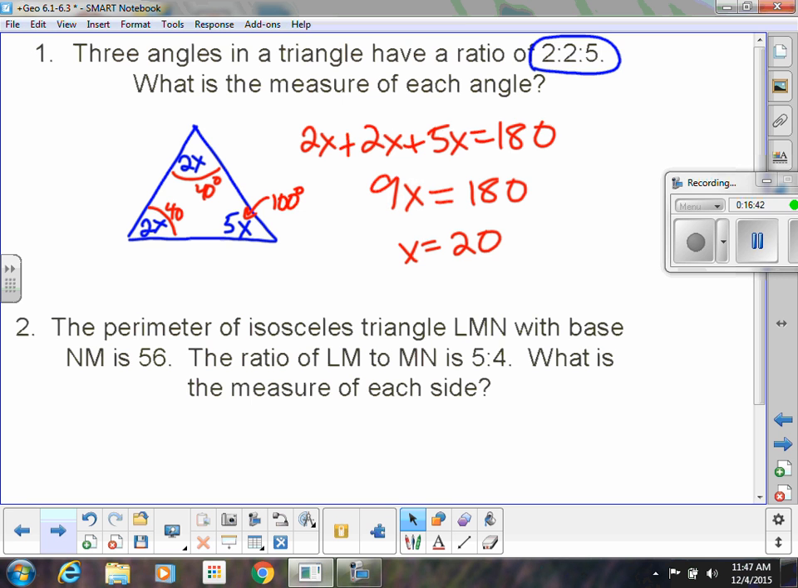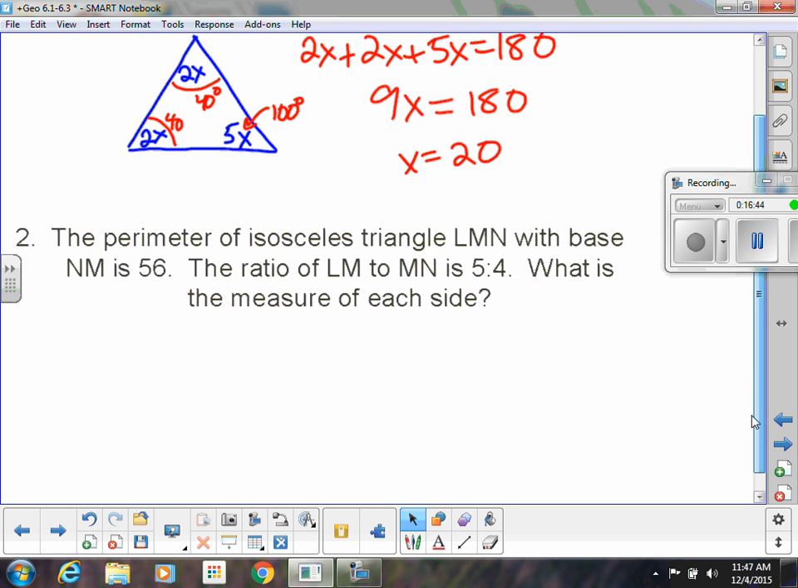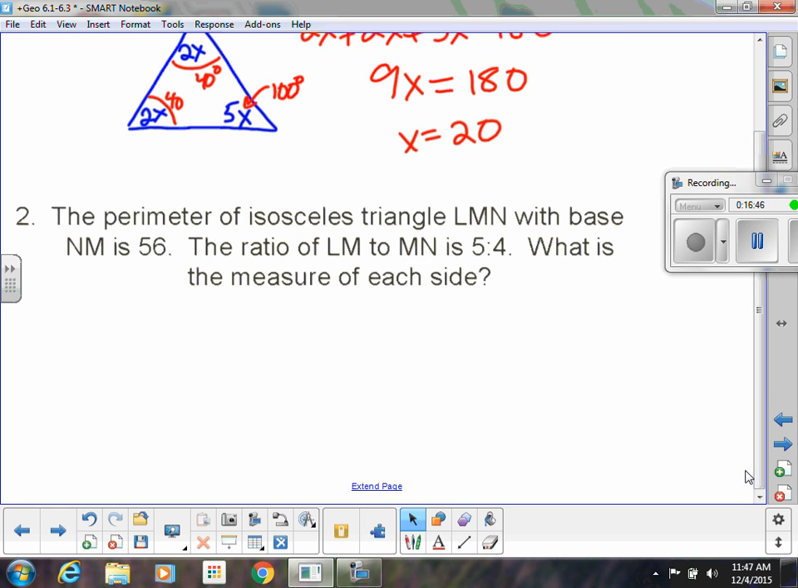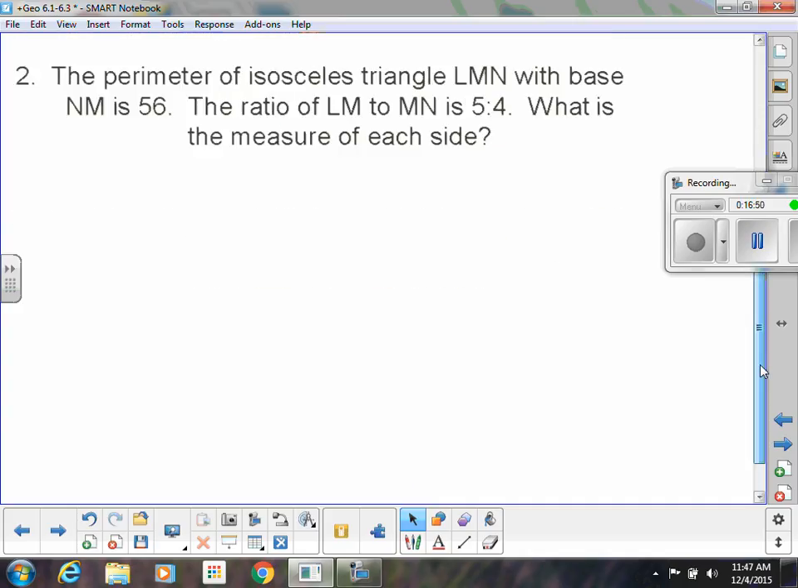Okay, so another example of using that x with your ratio. All right, here we've got a perimeter of an isosceles triangle is 56. So guess what we better do? Draw an isosceles triangle.